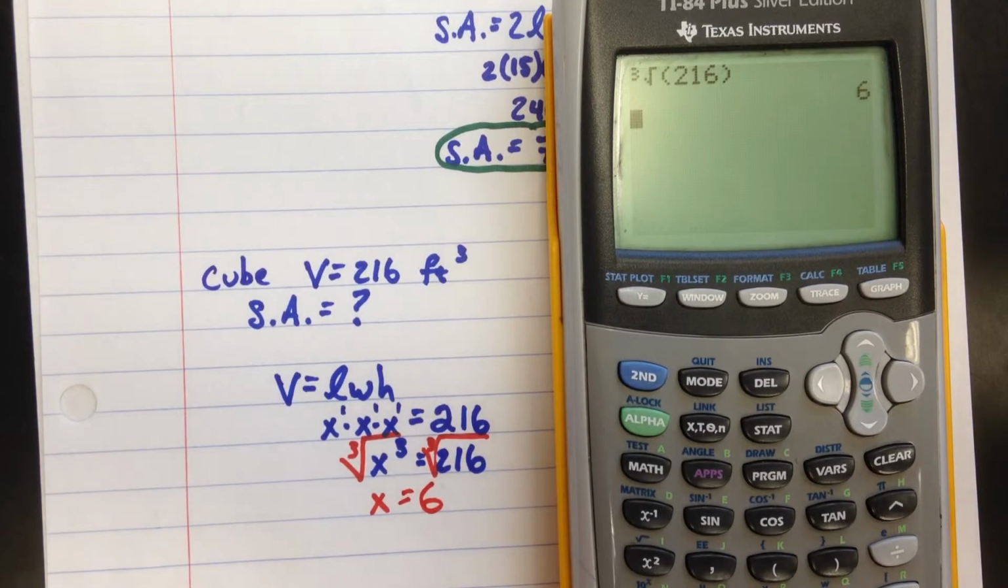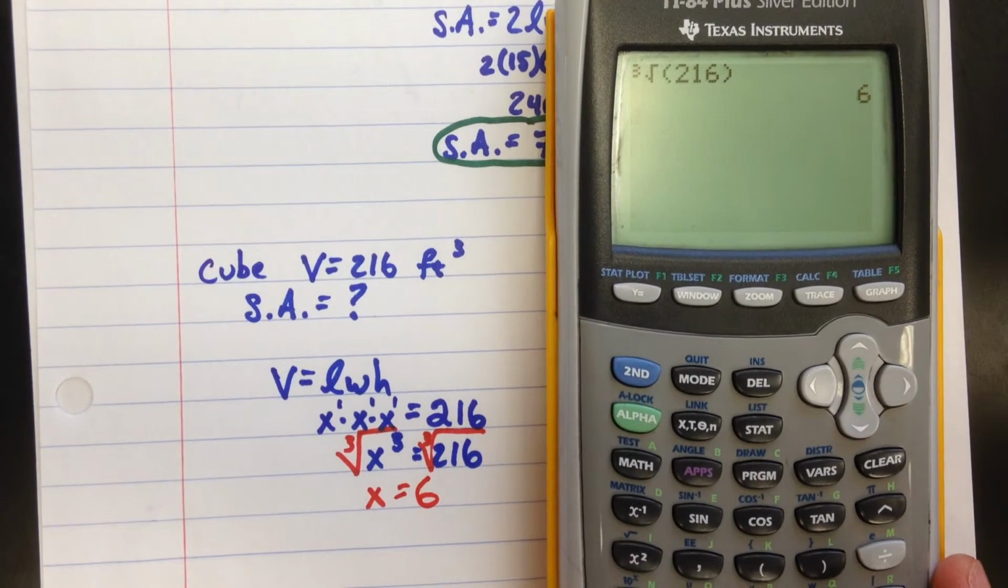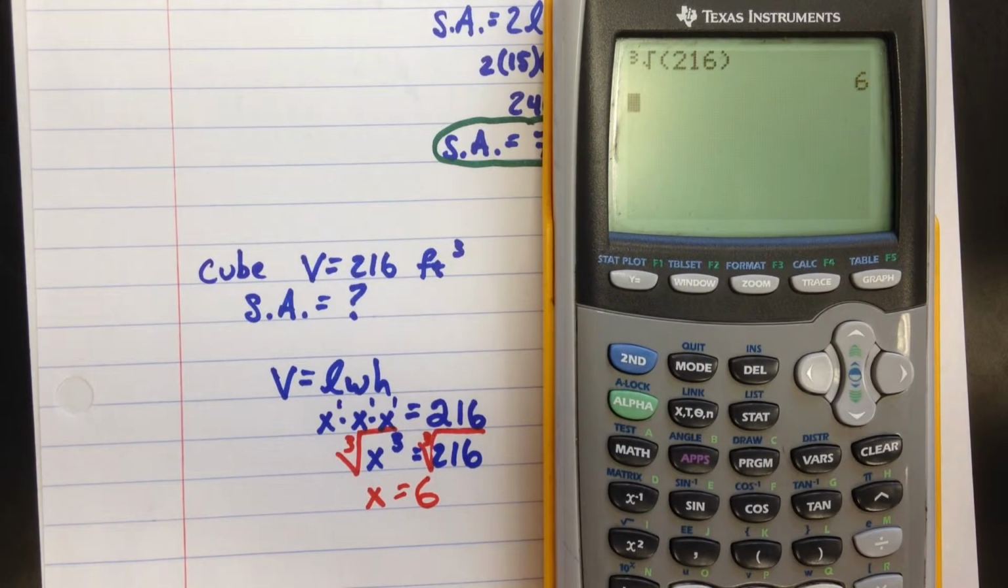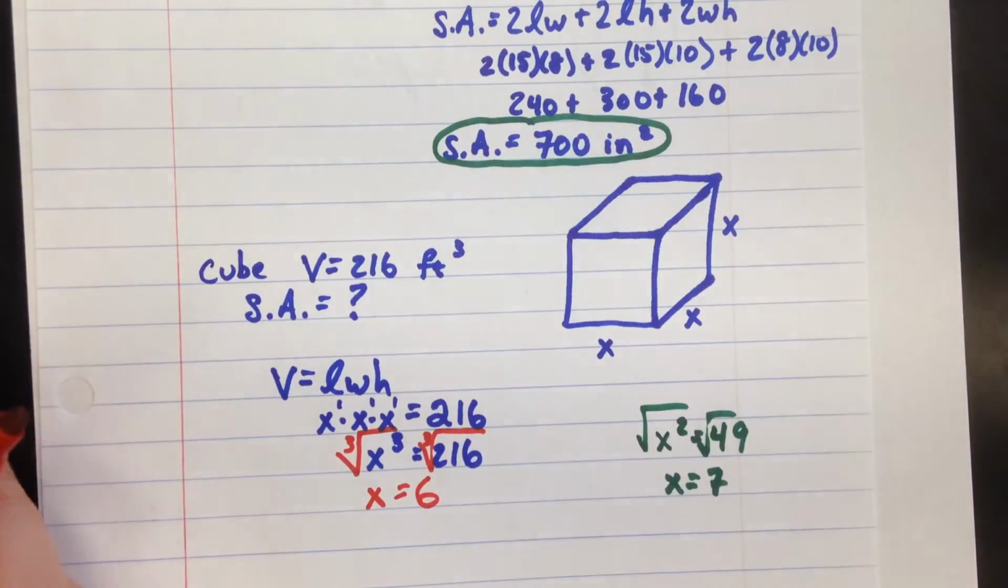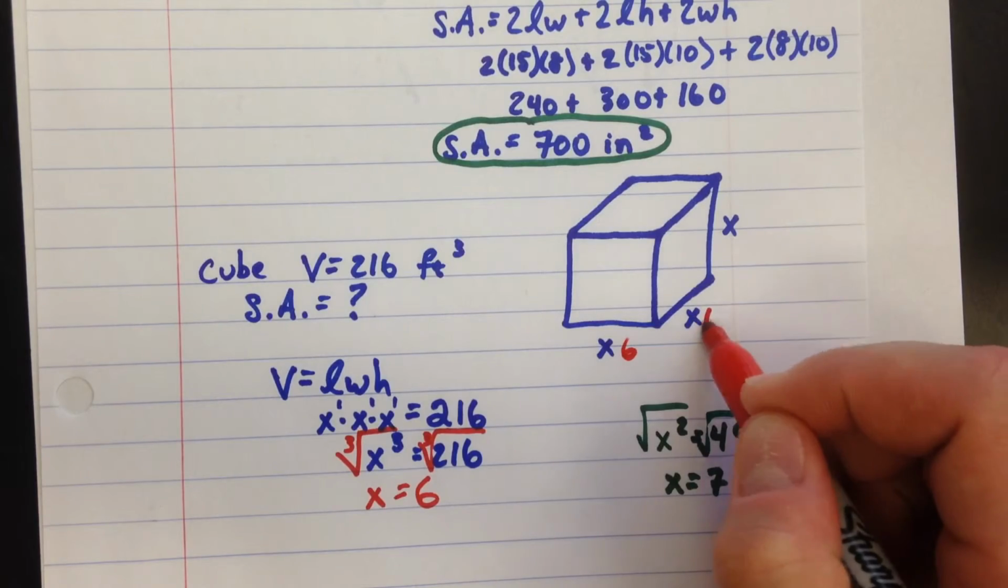Let's say you don't have this calculator, or let's say you have a different kind of calculator. Well, one thing you could do, when you take a cube root, you're asking yourself, what times what times what gives me that number? So let's say I try 3 times 3 times 3. Does it give me 216? No, it's too small. How about 4 times 4 times 4? No. 5 times 5 times 5? Nope, getting closer. 6 times 6 times 6. There's my answer, 216. Okay, so I got each of the sides is 6.